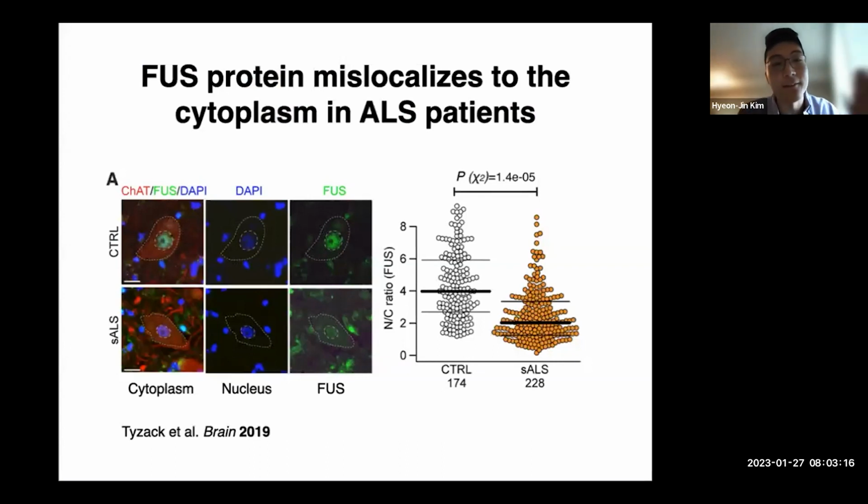On the other side, in disease, visual or image-based phenotypes have been used to assess the impact of some of the mutations in clinically relevant genes. I'm going to show you two examples. One example is the mislocalization of FUS protein to the cytoplasm in some of the ALS patients, where normally FUS protein resides in the nucleus, but in cells of some ALS patients, the FUS protein mislocalizes into the cytoplasm, where when we look at the nucleus to cytoplasm ratio, they're lower in the ALS patients.